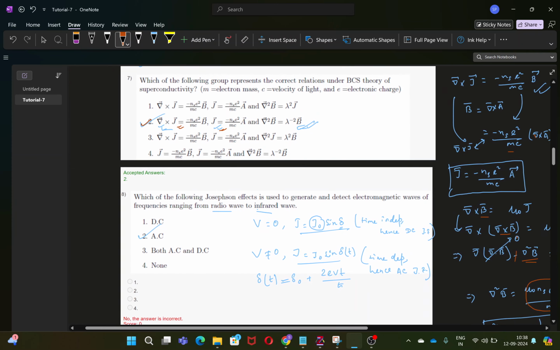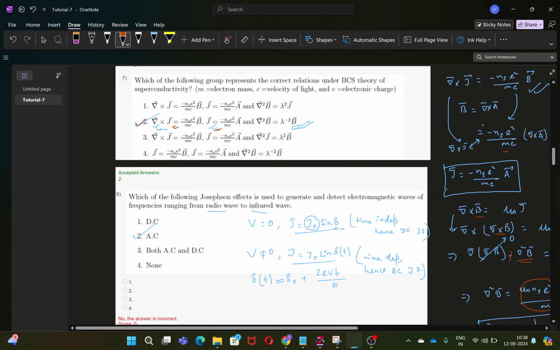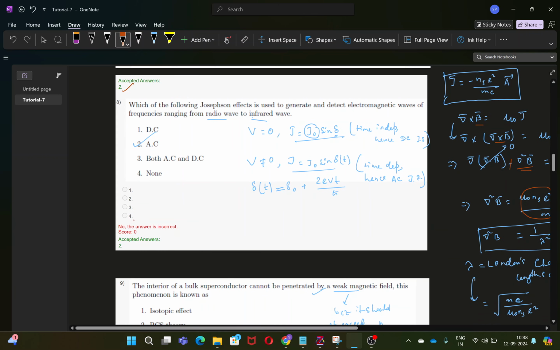So your correct answer is option number 2, because the last option even matched, that is Laplacian of B equal to 1 by lambda square B vector. Okay, so this is right, and the answer is also matched as 2. Then question number 8 is: which of the following Josephson effects is used to generate and detect electromagnetic waves of frequencies ranging from radio wave to infrared wave.